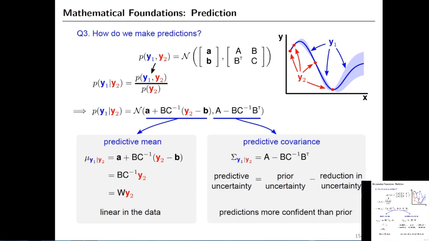The predictive covariance also has a nice interpretation. So A is our uncertainty in Y1 if we've not seen any data so far. So the uncertainty in Y1, having observed Y2, is our initial uncertainty A, minus some term which quantifies the reduction in uncertainty from seeing our training data. Okay? So this means that if we've not seen any training data, we have big error bars, and slowly as we see more and more training data, the uncertainty reduces more and more and gets you more and more confident, which is kind of what we'd expect and what we've seen from the previous pictures in some sense.